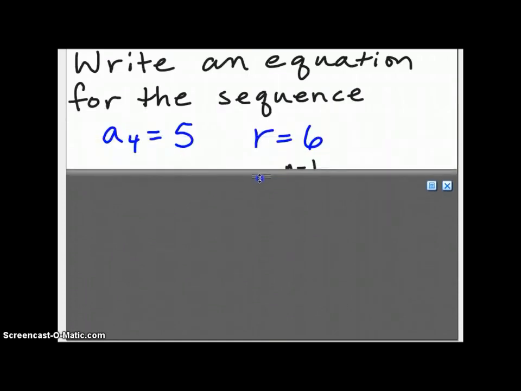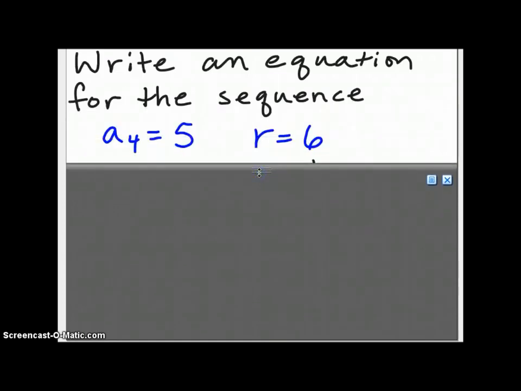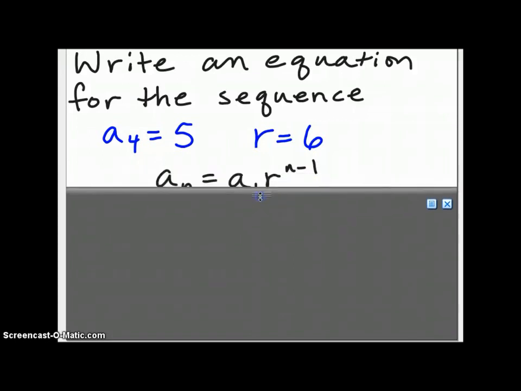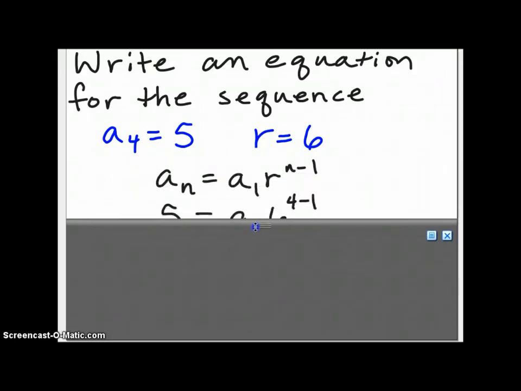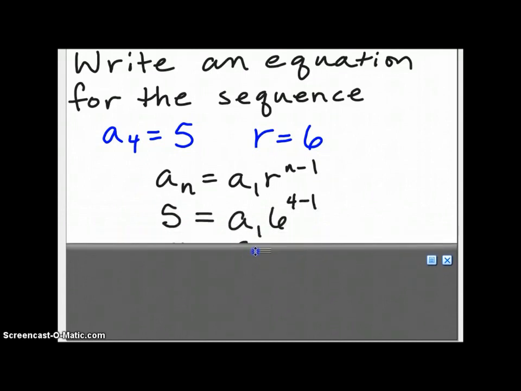Let's do another equation, for the sequence that has a fourth term of 5 and a ratio of 6. So we're going to write an equation, but given different information. I think we need to go find our first term. We have a different term, so let's put that stuff in. We've got a sub n, but we don't have a sub 1. We've got this ratio of 6 to the 4 minus 1.